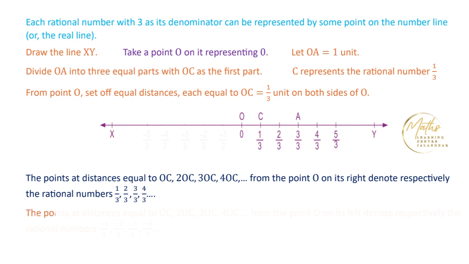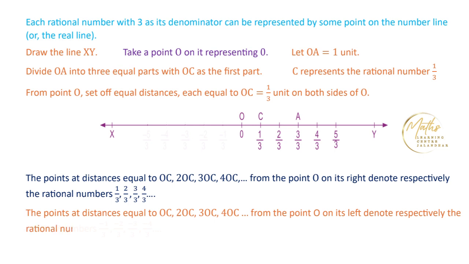Similarly, we will mark the points at the distance OC, 2OC, 3OC, 4OC, and so on towards the left of this number 0, or point O. And these points will represent the numbers. We are first marking the points over here on the left.